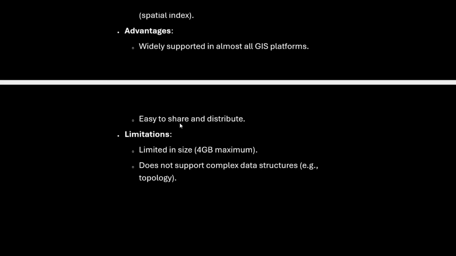So shapefiles are an example of a feature class because they're vector data, but not all feature classes are shapefiles. It's the old Venn diagram thing. They're easy to share. Their limitations: they're limited in size, 4 gigabytes maximum, and they do not support complex data structures, i.e. topology. What that means is that with a shapefile, you can't set up rules about how your shapefile interacts with other shapefiles. You have to import the shapefile into a geodatabase to set those up, and then it's no longer a shapefile. So that's important to realize.